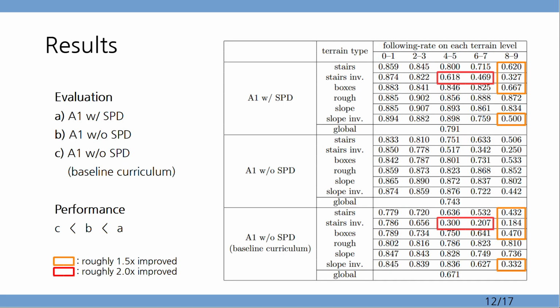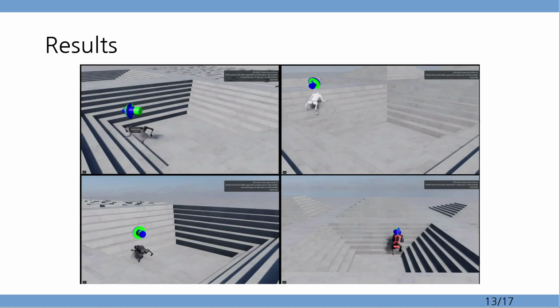For evaluation, we tested 3 setups: A1 with SPD, A1 without SPD, and A1 with a baseline curriculum. We measured the following rate across terrain types and levels. As you can see, in high-level difficult terrains, it showed approximately 1.5 times to 2.0 times better performance. Let's see it in action. The video shows our robot tackling stairs, adapting its gait seamlessly.